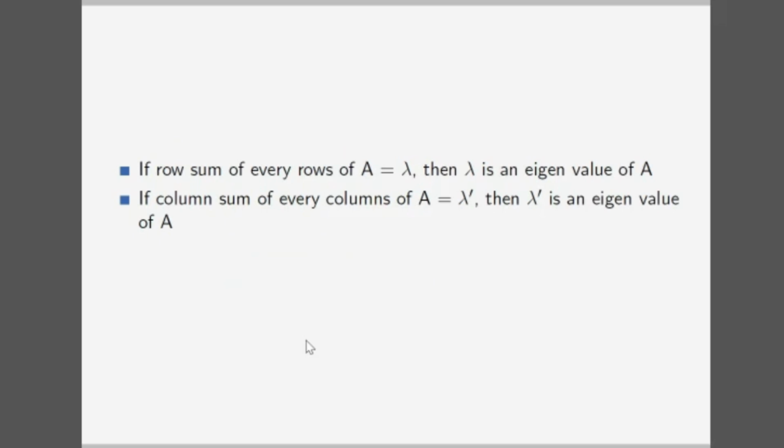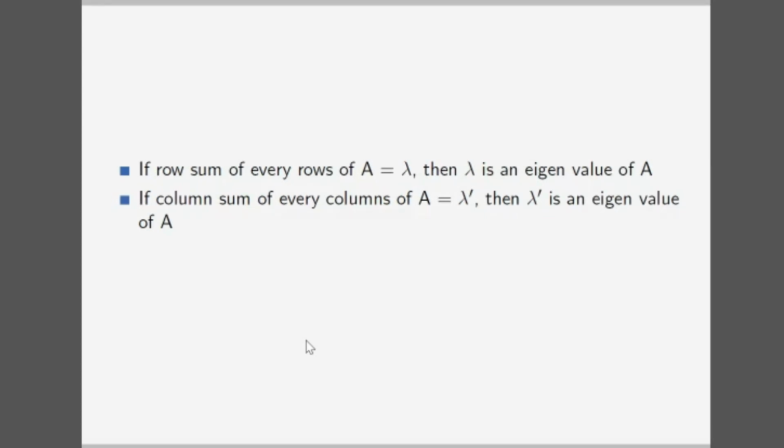Similarly, if I have a matrix of order n, we can find the row sum and column sum of every row, isn't it? I can find the row sum of the first row, second row, etc., nth row. So if the first row sum is lambda and the second row sum is lambda, etc., the nth row sum is also lambda, that is, every row sum is lambda, then lambda is an eigenvalue of A. Similarly, if the sum of the first column is lambda dash, the sum of the second column is lambda dash, etc., the sum of the nth column is also lambda dash, then lambda dash is an eigenvalue of A.